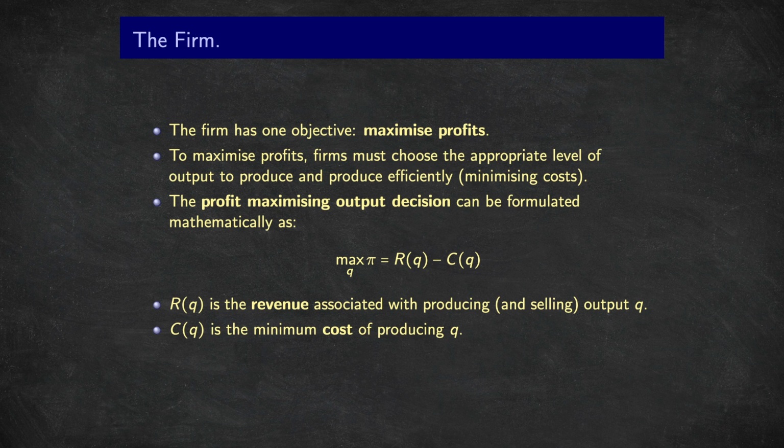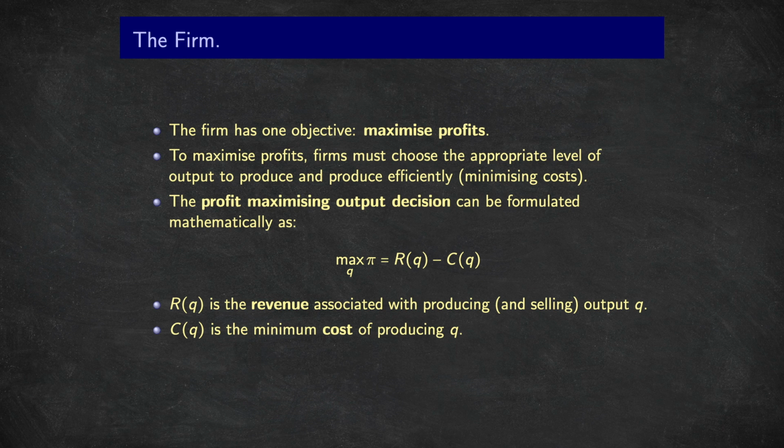The profit maximizing output decision can be formulated mathematically as the following. We're maximizing profit by choosing an output Q. Profit is typically denoted with the Greek letter pi. So we're maximizing pi by choosing Q, and profit is essentially equal to revenue minus cost. Well, this is an identity. Profit is identical to the money that you make, your revenue, minus how much it costs you to produce that level of output. Okay, and when we say C(Q), we call this the cost function.